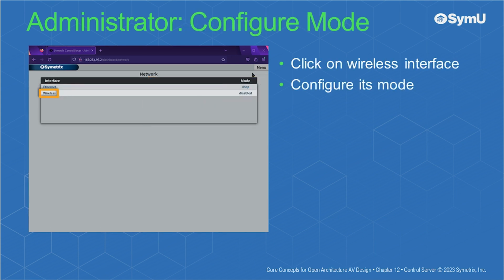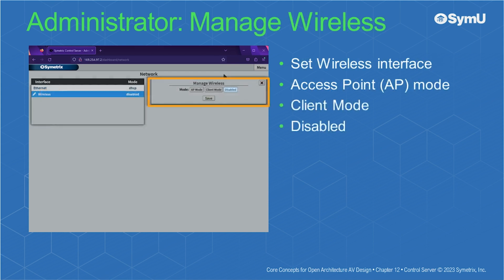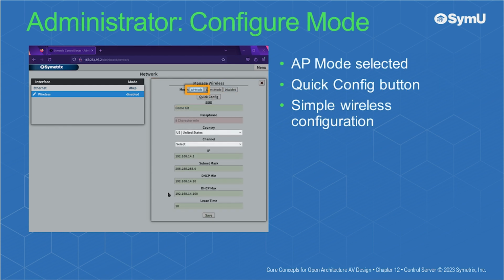Click on the wireless interface to configure its mode. From here, set the wireless interface to AP mode (access point), client mode, or disabled. When AP mode is selected, there is also a quick config button for simple wireless configuration. This configures the Control Server to act as its own wireless access point.